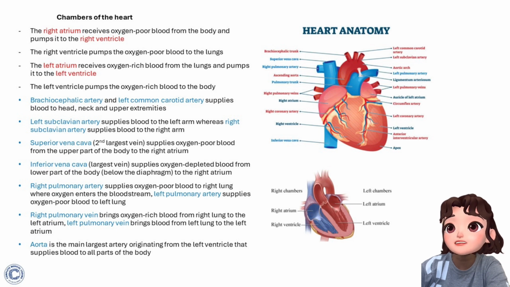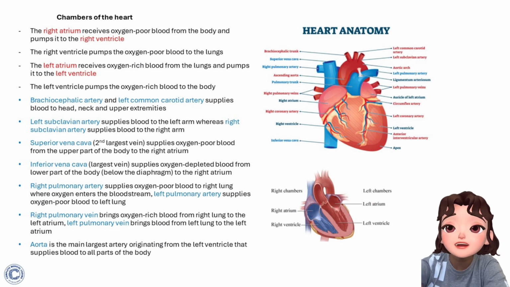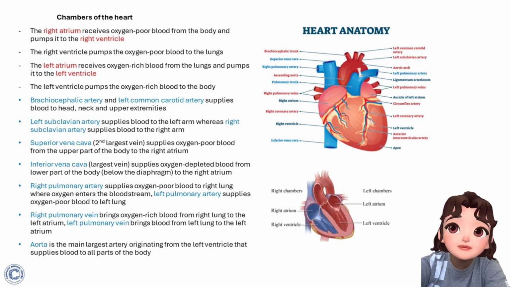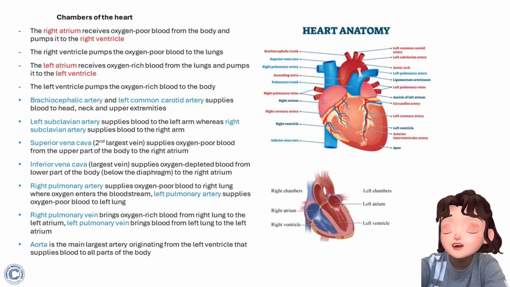In the picture you can see the left and right subclavian arteries. So these supply blood to the left arm and right arm correspondingly. Then comes the superior vena cava. Superior and inferior vena cava, these are the 2 important veins. Inferior vena cava is the largest vein, whereas superior vena cava is the second largest vein.